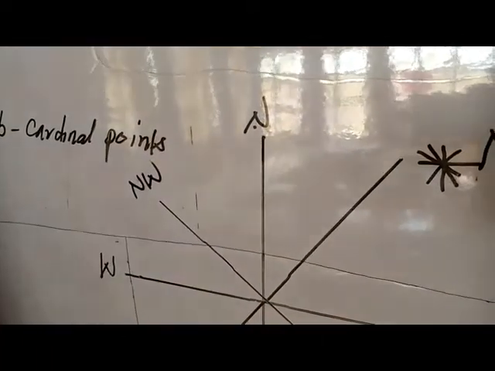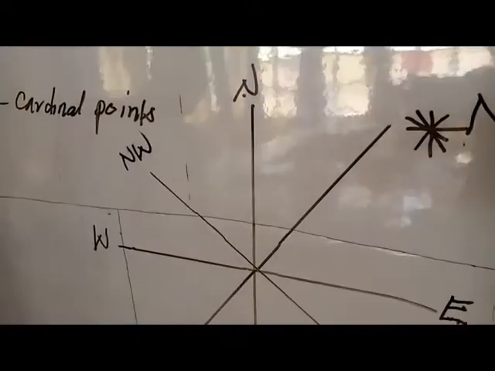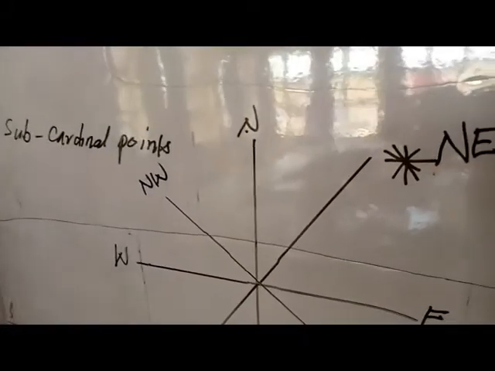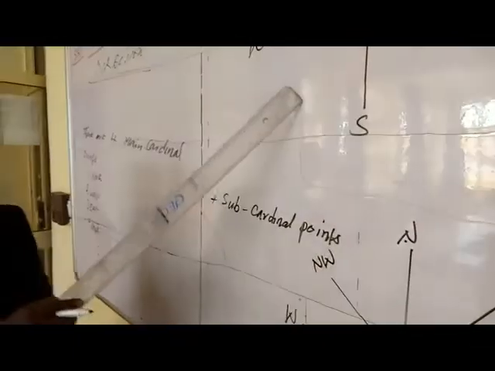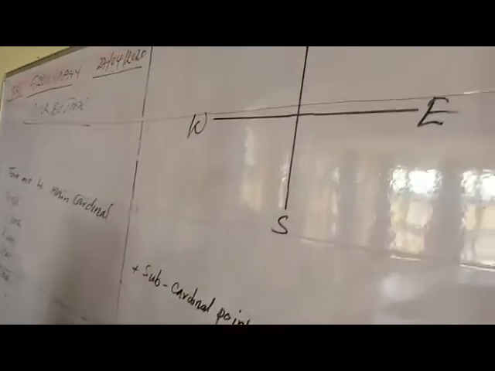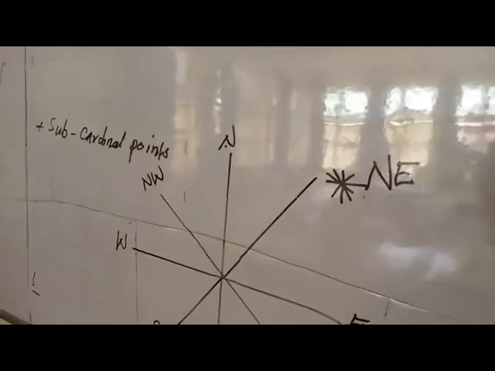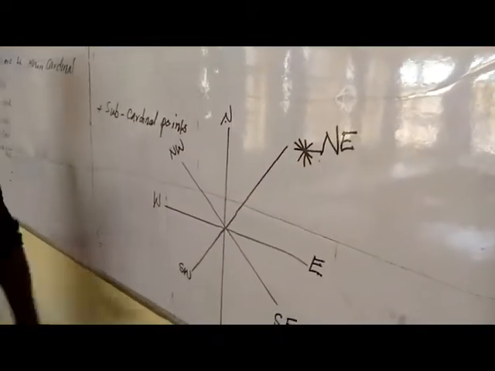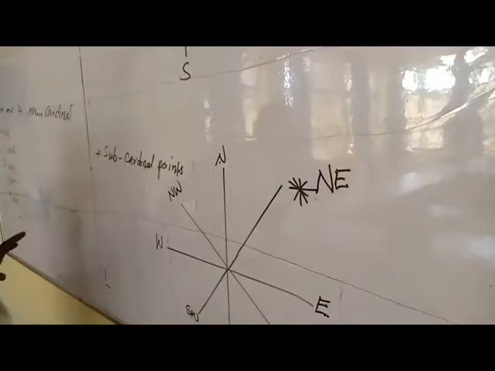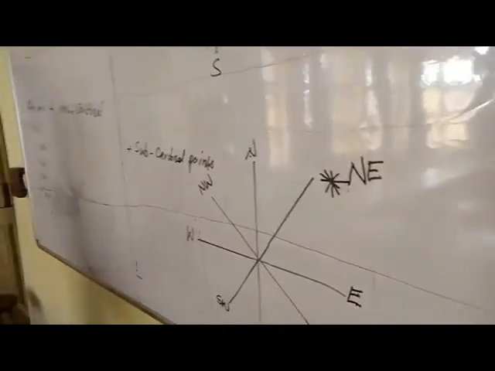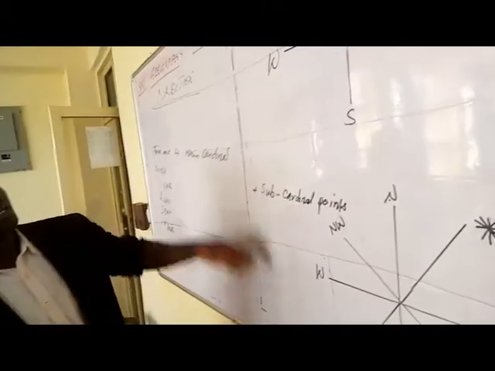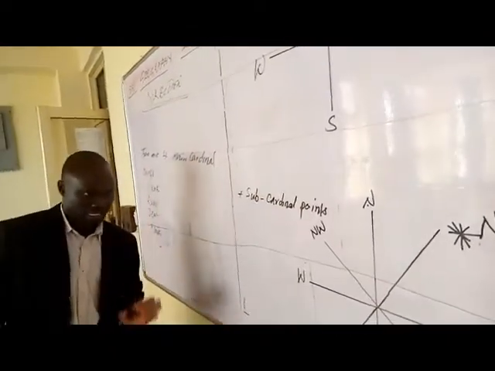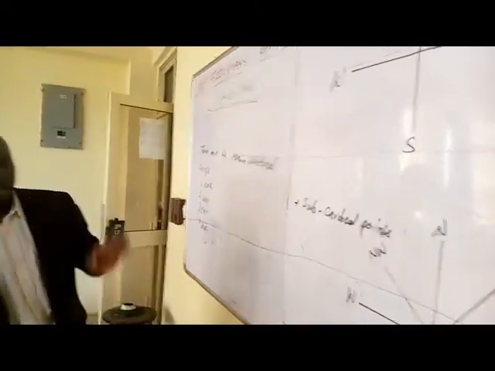Northwest. And by so doing, we have what? How many cardinal points? 8 cardinal points. That is it. The four main cardinal points and the what? The sub-cardinal points. Altogether, we have 8 cardinal points. We have up to 18 cardinal points. But at your level, what is going to be applicable and what you're going to come across as time goes on is within these 8 cardinal points.